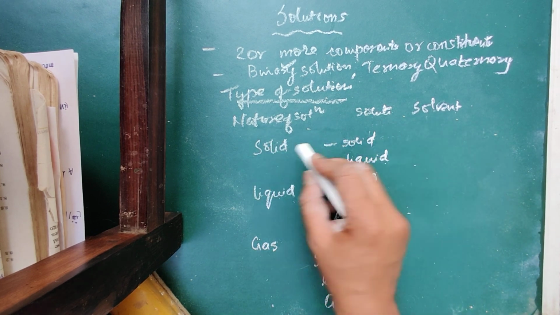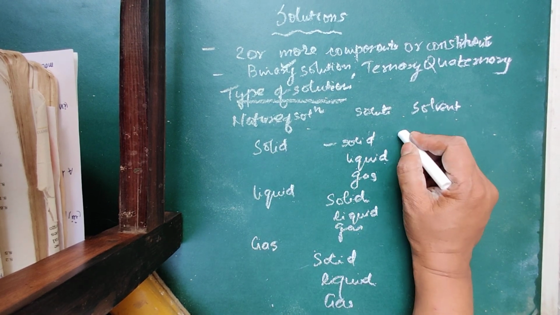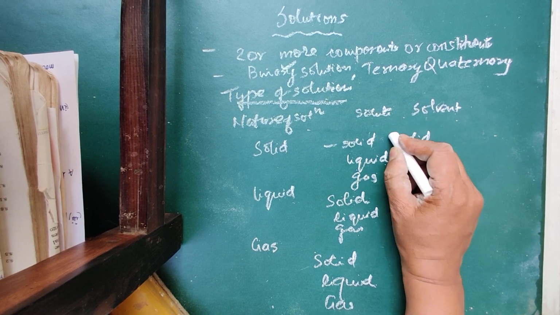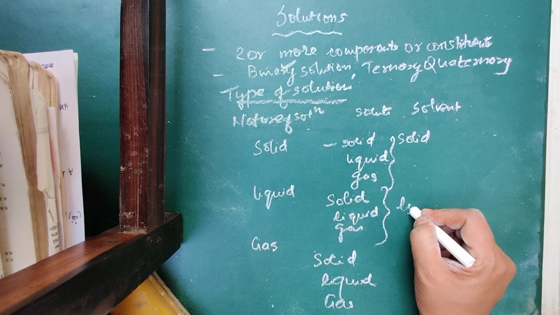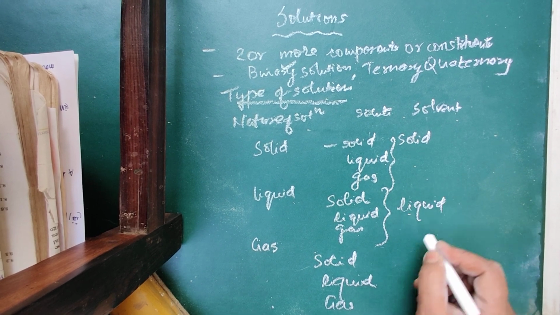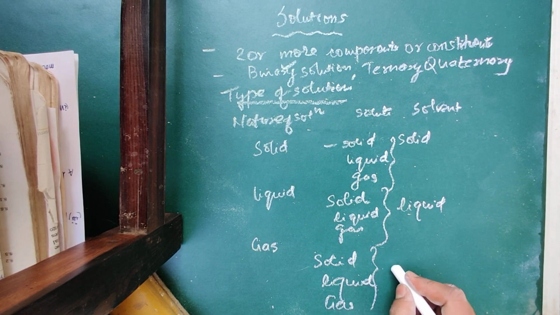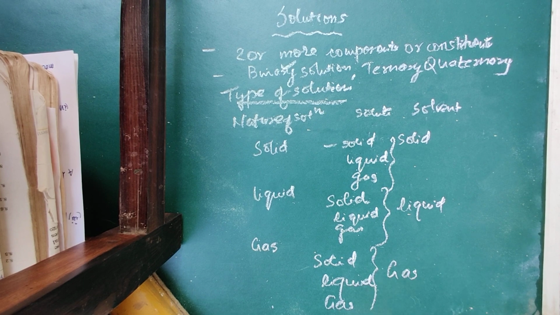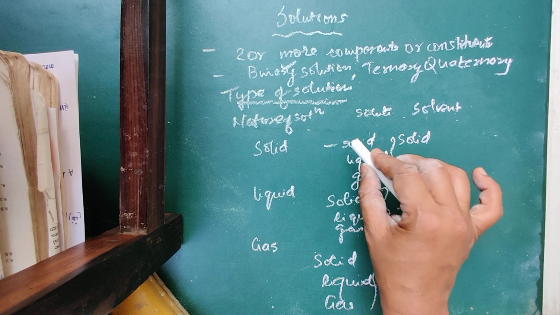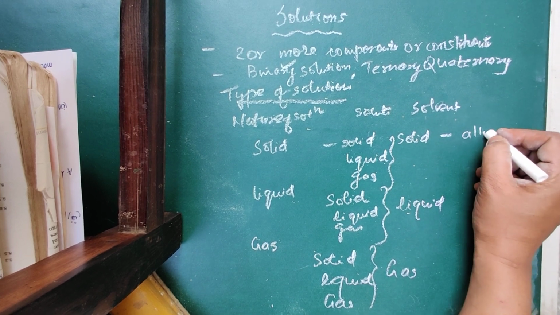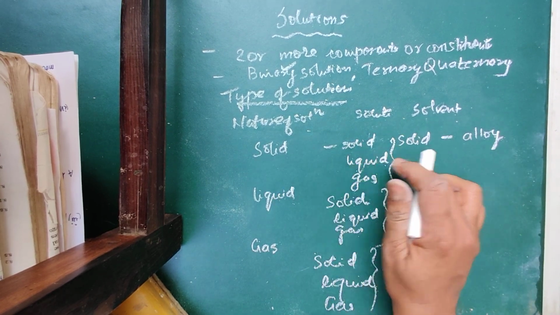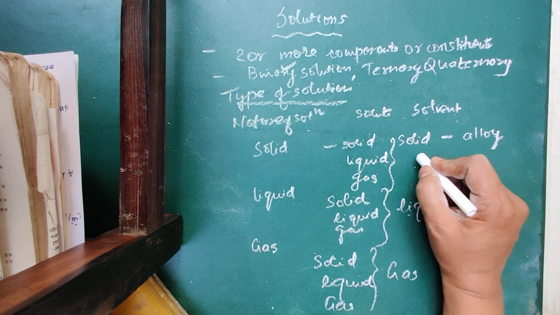Solvent: if the nature of the solution is solid, the solvent will be solid in all cases. In case of liquid, it will be liquid. Then in case of gas, it will be gas. Now examples: solid in solid, it is what? Alloy. Solid in liquid, mercury amalgam.